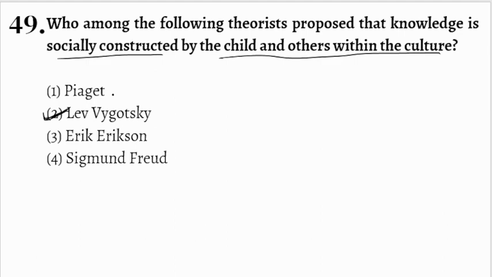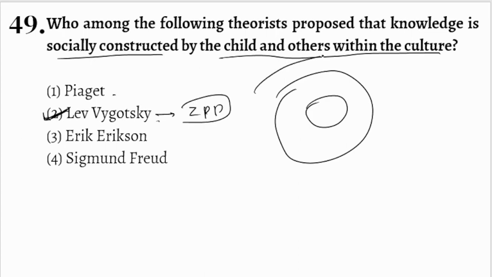Jean Piaget talked about cognitive development. Lev Vygotsky talked majorly about the constructivist approach, and he also gave the concept of ZPD, the zone of proximal development, wherein there are a few activities that a child will be able to learn well with the help of others, or somebody who knows better, the more knowledgeable other.